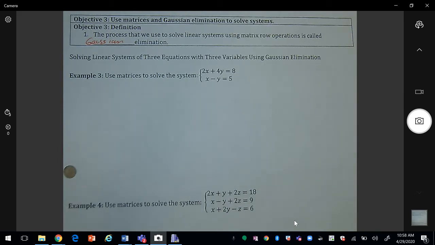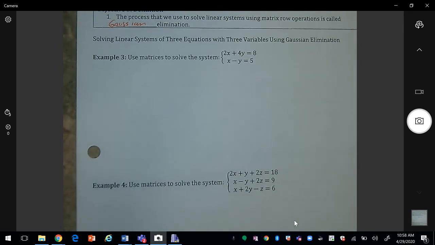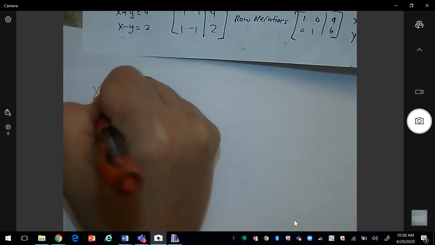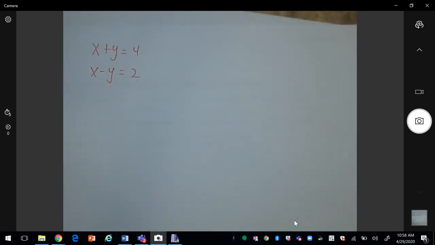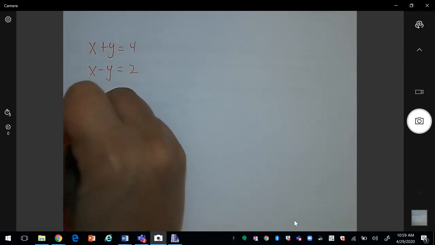Let me just get a piece of paper. So let me work out the previous one first. And this is the one that I'm talking about. So x plus y equals 4, x minus y equals 2. So the instructions are solve the system using matrices.